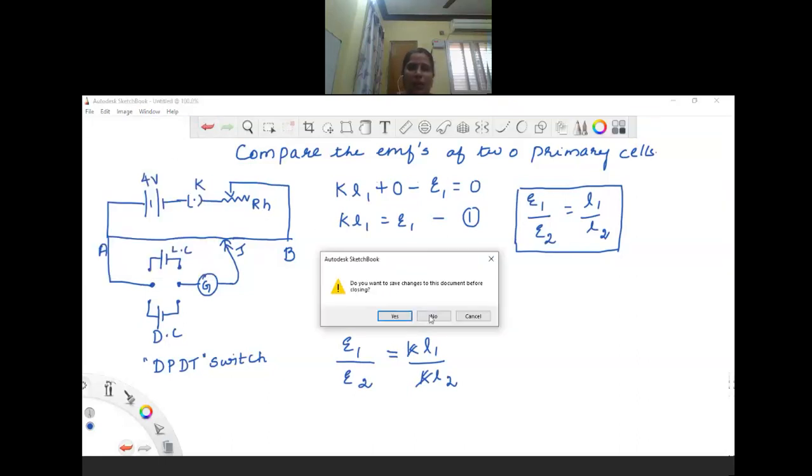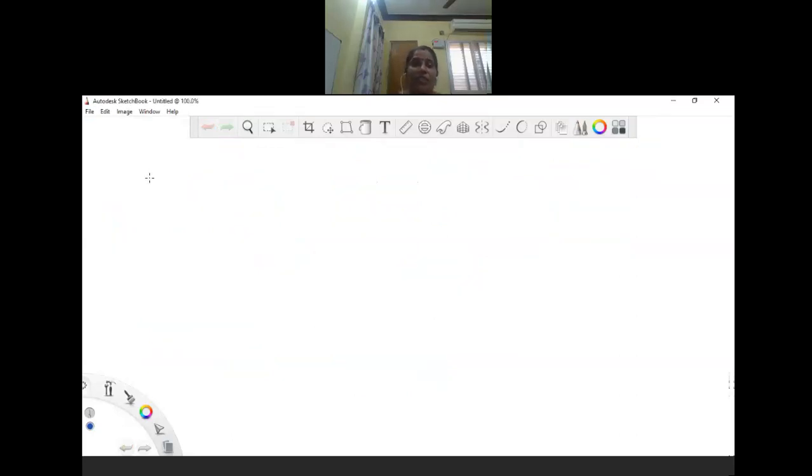How can we determine the internal resistance of a given cell? So we are going to determine the internal resistance of a given cell.